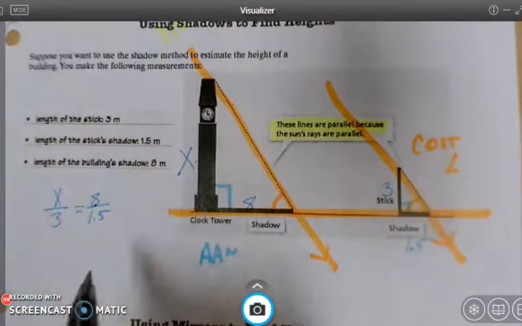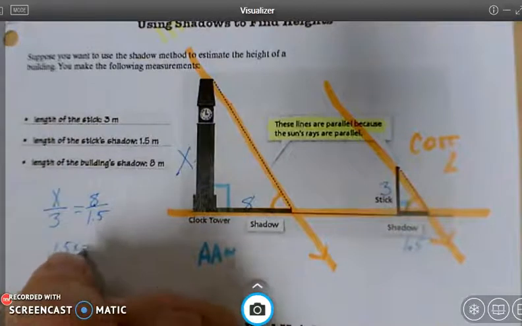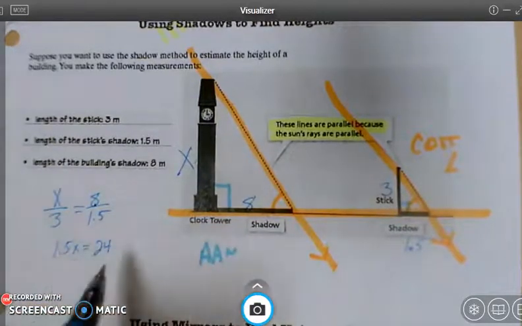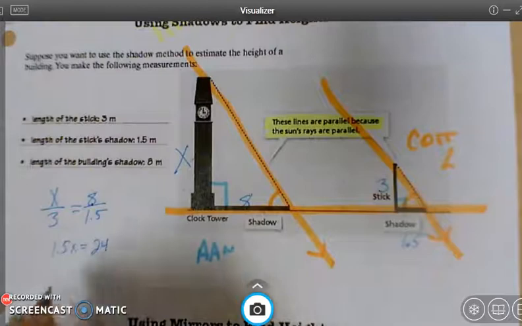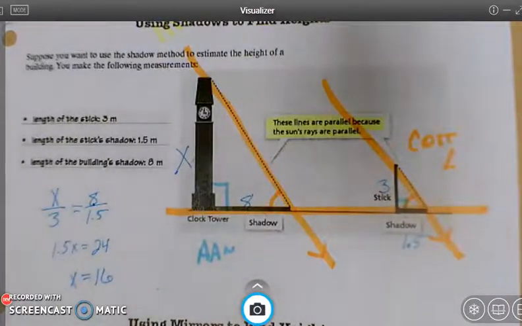At that point, I have some algebra. I'm going to cross multiply and solve. So I've got 1.5x equals 24. And when I divide both sides by 1.5, I get that x has to be 16. So I've found the height of the clock tower as being 16.